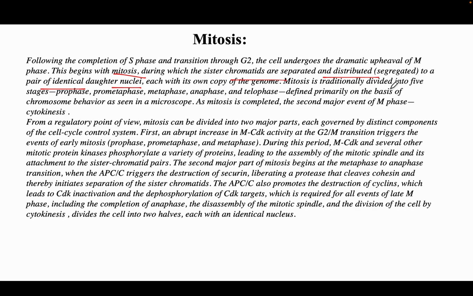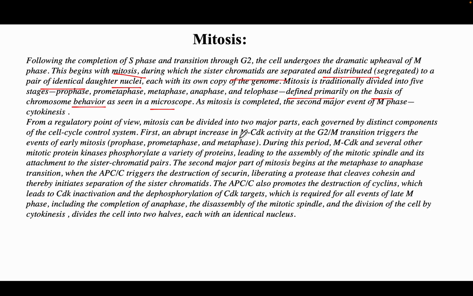Mitosis is traditionally divided into 5 stages: prophase, prometaphase, metaphase, anaphase and telophase, defined primarily on the basis of chromosome behavior as seen in the microscope. As mitosis is completed, the second major event of M phase is cytokinesis. From a regulatory point of view, mitosis can be divided into 2 major parts, each governed by distinct components of the cell cycle control system.